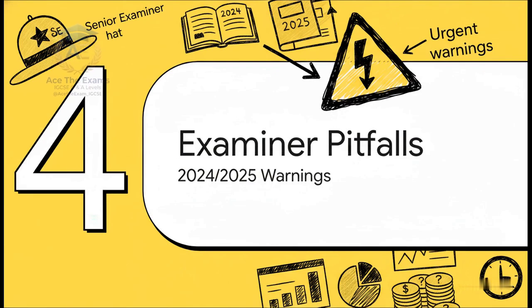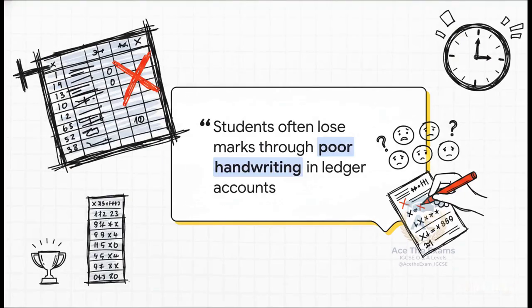Section 4. Essential Examiner Pitfalls. Let's look at some urgent, critical warnings directly from recent principal examiner reports. Take a second to read this direct quote. Students often lose marks through poor handwriting.